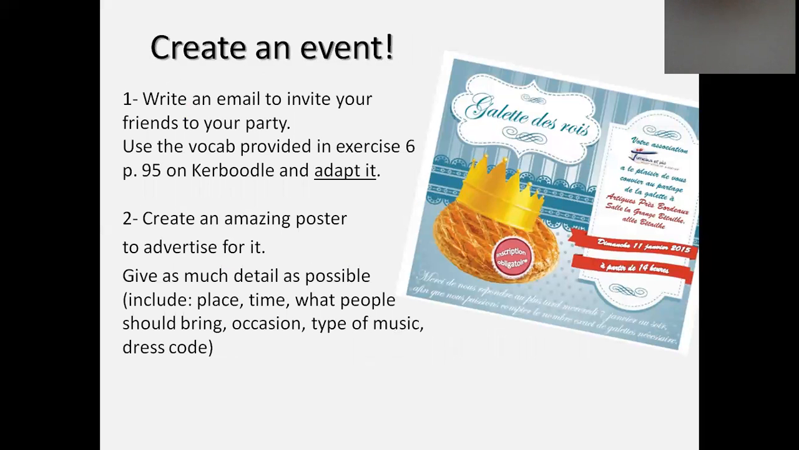Alors, now you need to create an event. So reusing everything you've learned this week, you need to write an email to invite your friends to your party. To help you with this, you should use the vocab provided on Kaboodle in exercise 6, page 95. Don't just use the phrases as they are on Kaboodle, okay? Try to adapt them. Adapt them to fit whatever you want to say. If you need to look up vocab, use word reference, but not Google Translate.